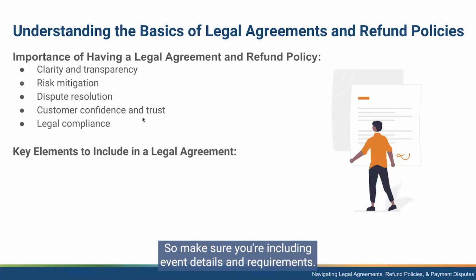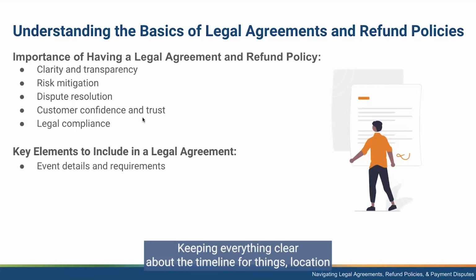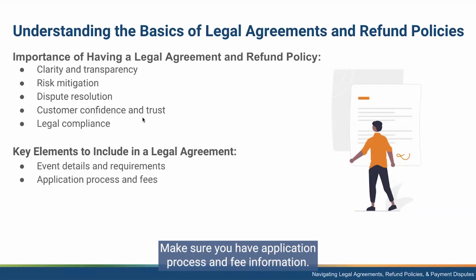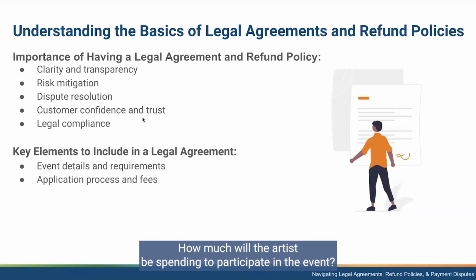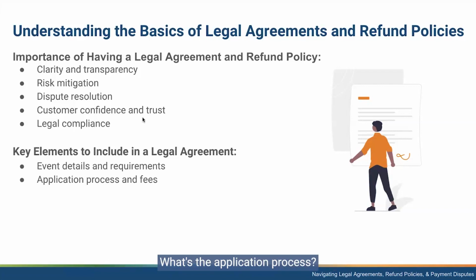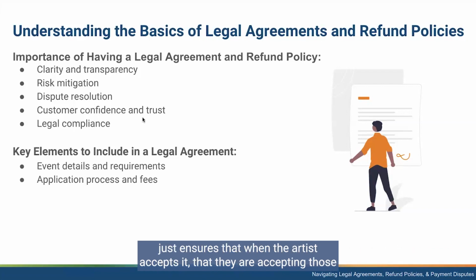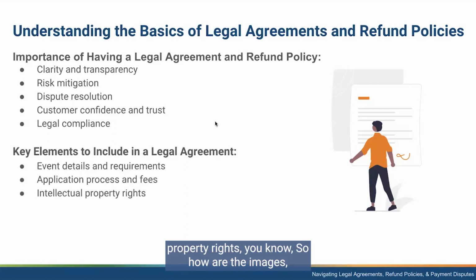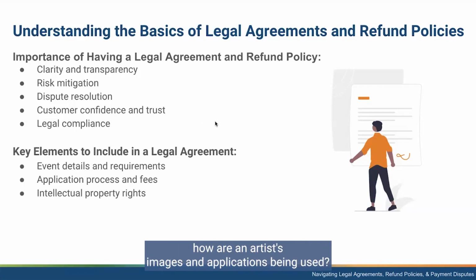So make sure you're including event details and requirements, keeping everything clear about the timeline for things, location for things, and key dates. Make sure you have application process and fee information. How much will the artist be spending to participate in the event? What's the application process? When should they expect to hear back? Having some of those things in your legal agreement just ensures that when the artist accepts it, they are accepting those specific terms. Intellectual property rights, so how are an artist's images and applications being used?